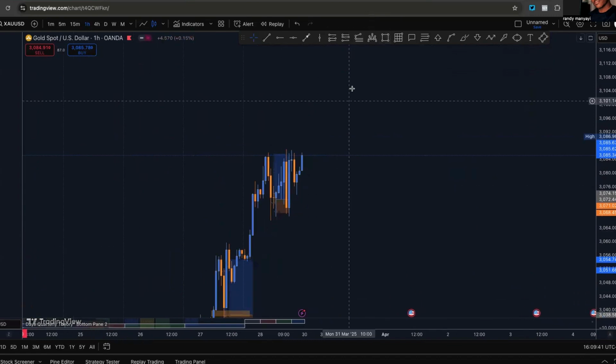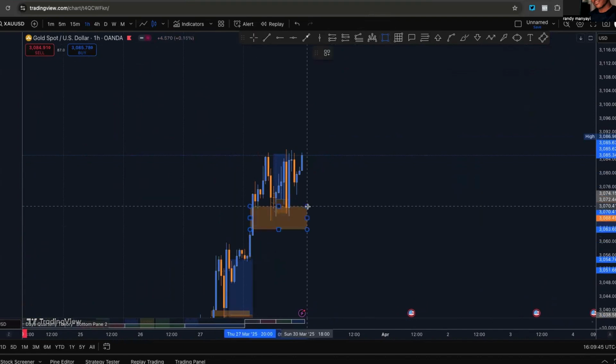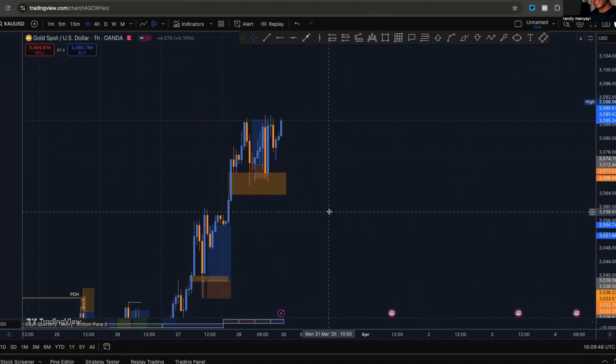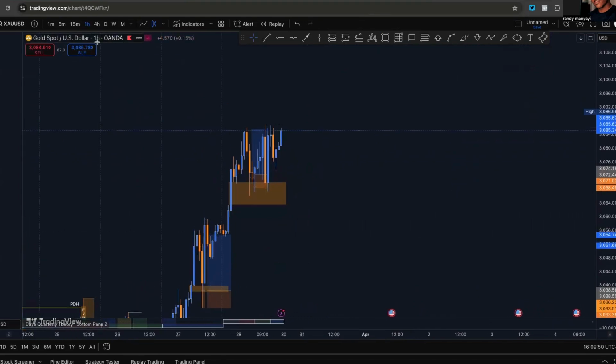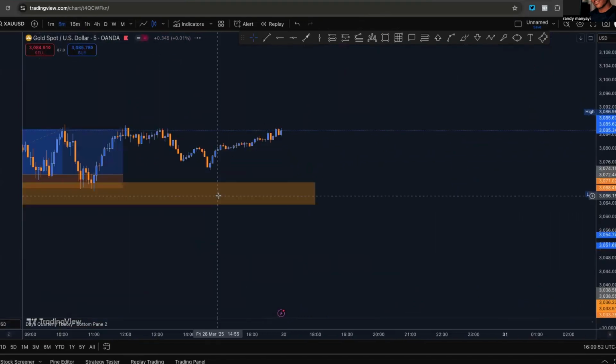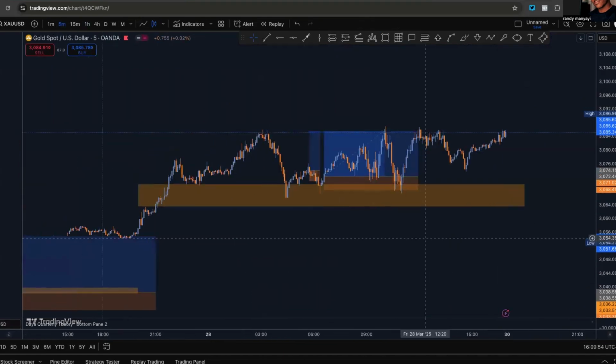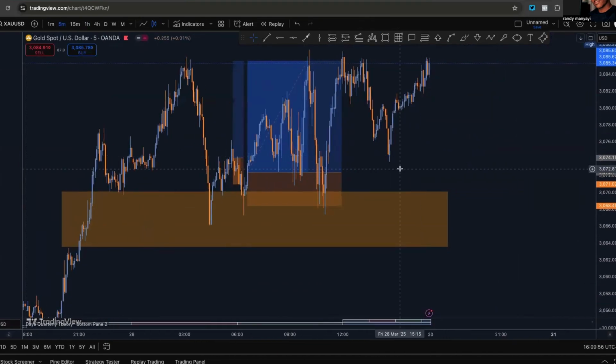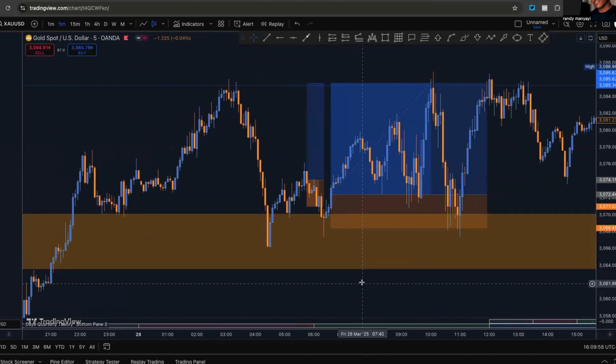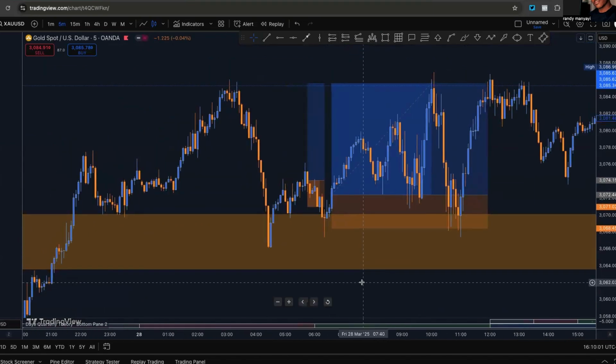So Friday, I spotted this FVG right here. Then I'm going to jump straight to the 5-minute time frame. What did we see? I actually took a loss before taking a win. Actually, this here was taken on a 1-minute time frame. Price hit the zone.